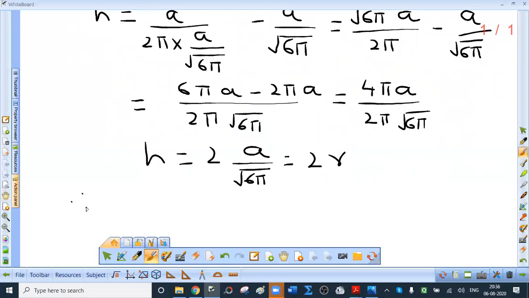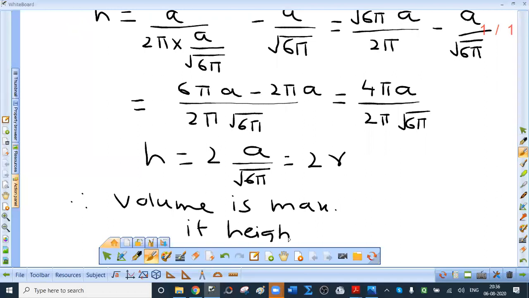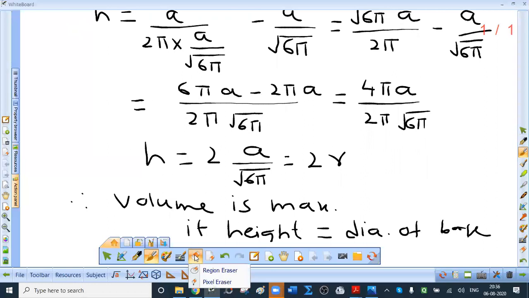Therefore, volume is maximum if height is nothing but diameter. That's it. See, you have to repeat the classwork. There is no other homework. Okay. So this is the result.